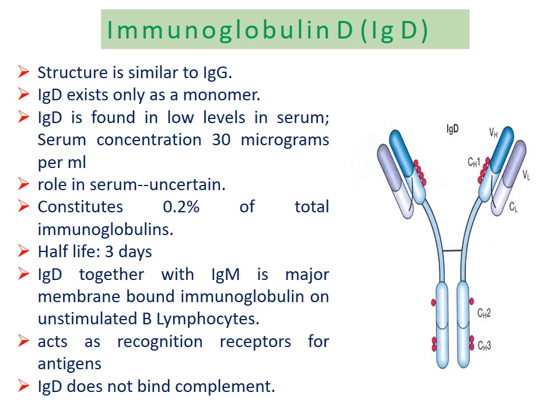For IgD, its role in the serum is uncertain and not very well defined. But it has been observed that IgD is present together with IgM on the membrane of unstimulated B lymphocytes. So IgD together with IgM is the major membrane-bound immunoglobulin on unstimulated B lymphocytes, even if its role in the serum is uncertain. It acts as a recognition receptor for antigen, but it cannot bind or activate complement. So IgD.